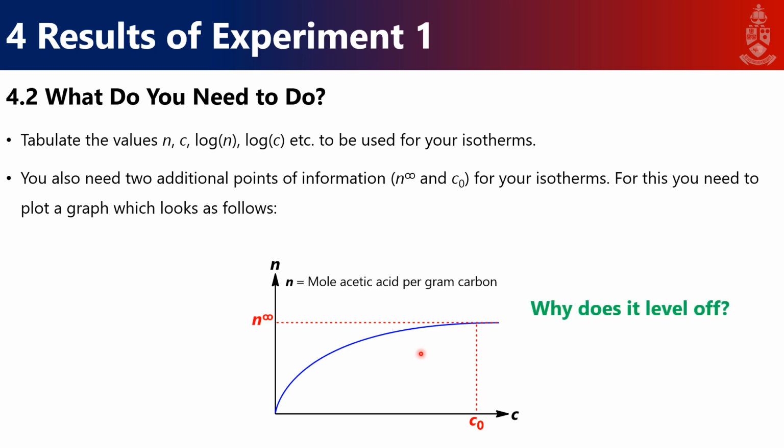Well, the reason it makes sense that it should level off is that there should at some stage be a maximum adsorption, a maximum number of moles at which the 1 gram of carbon is no longer able to adsorb more, even though there is more acetic acid available for it to adsorb. It's not possible. The capacity has been reached. The surface area is full. All surface area has been occupied. And that's why it's called the N infinity. In other words, the infinite number of moles, if you want to put it like that. So the maximum number of moles that can adsorb.